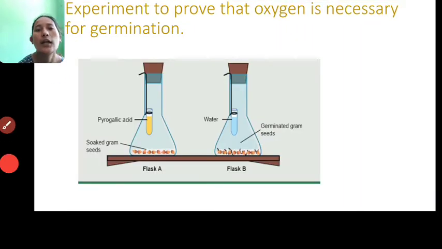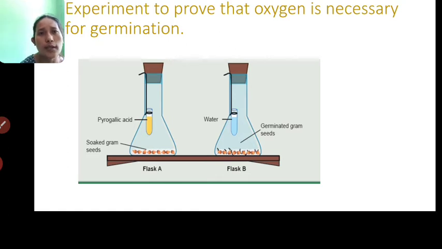Now the next experiment is to prove that oxygen is essential for germination. I told you, right, the stored food in the seed provides energy. For providing energy, the food has to be broken down, and that food is broken down only in the presence of oxygen. So oxygen is required by the seed for germination.